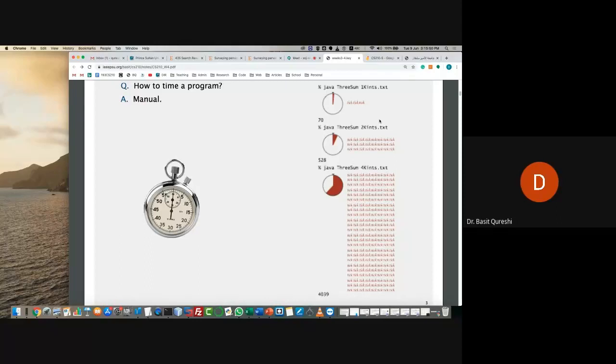1,000 would mean it should take 1,000 seconds, 2,000 should take 2,000 seconds, 4,000 should take 4,000 seconds. But here you can see that the time is exceeding. For 1,000 it's only 70, and for 4,000 it's 4,000 milliseconds. So we have to understand that when programs crunch the data, work with the data, the size of the data also matters. We'll talk about this later.